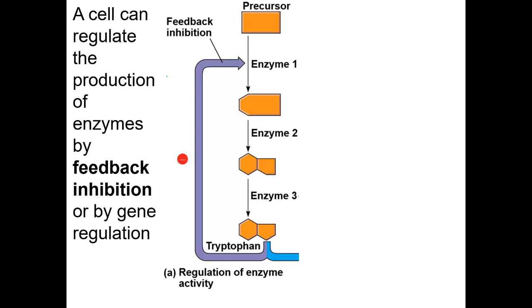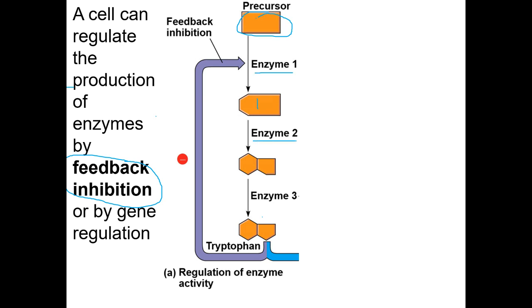So here's an example of feedback inhibition, which you've seen before a million times in this class. This is really not the topic of today's lesson, but I want to compare it to what we're doing today. So we've seen before, if you have a precursor right here, you need an enzyme to modify it and make it intermediate number 1.